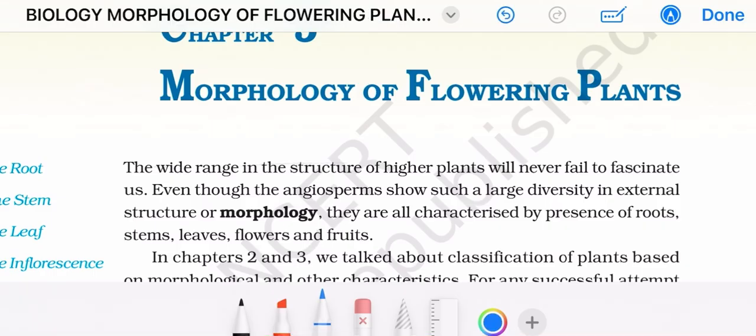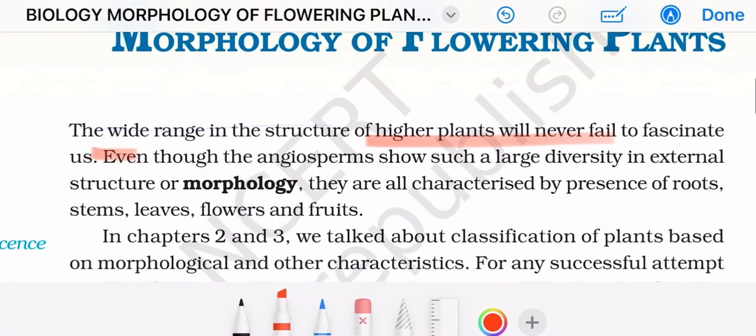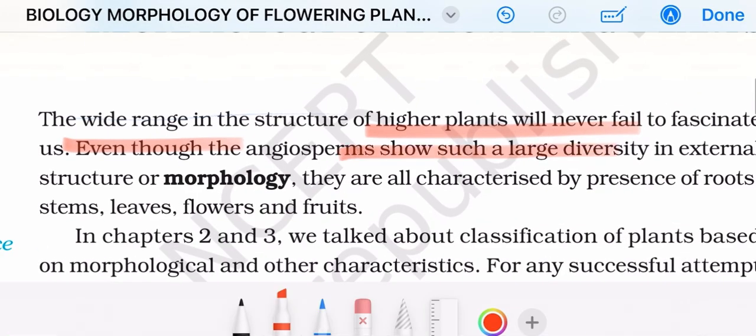The wide range in the structure of higher plants will never fail to fascinate us. Even though the angiosperms show such a large diversity in external structure and morphology, they are all characterized by the presence of roots, stems, leaves, flowers and fruits.